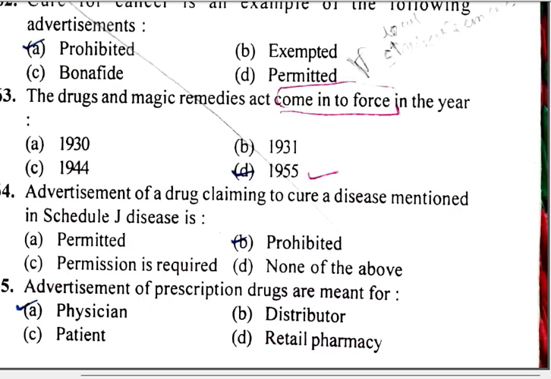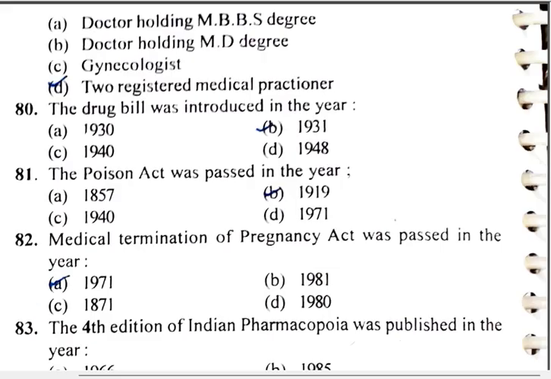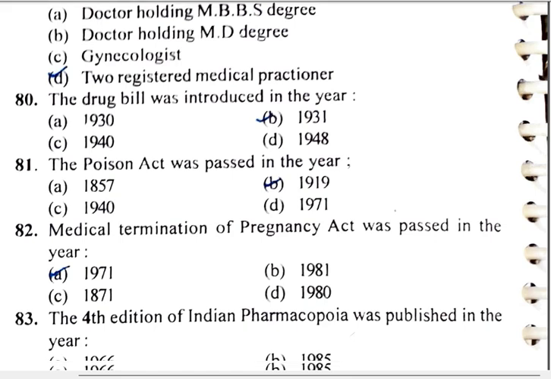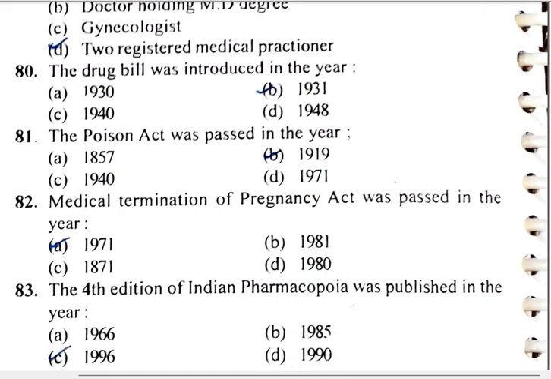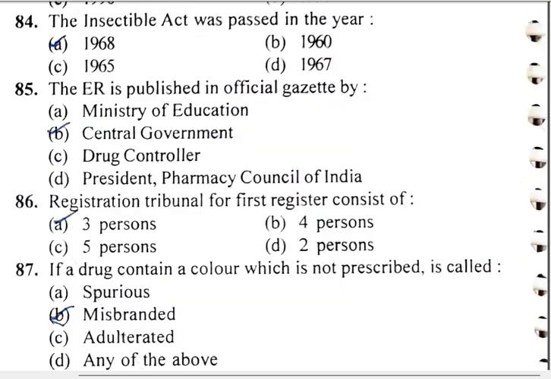Advertisement of prescription drugs are meant for the physician. The drug bill was introduced in the year 1931. The Poison Act was passed in the year 1919. Medical Termination of Pregnancy Act was passed in the year 1971. The fourth edition of Indian Pharmacopoeia was published in the year 1996. So, which is the latest edition of Indian Pharmacopoeia that you tell me?